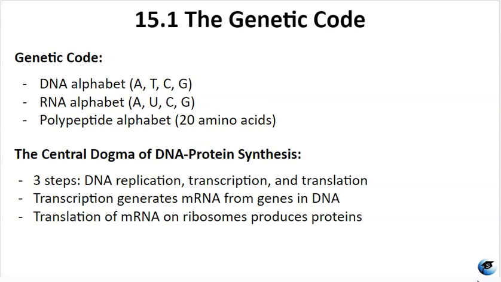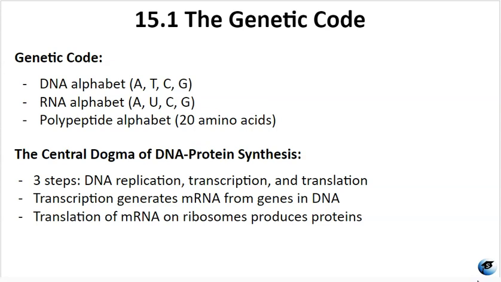specifically, the genetic code refers to the DNA alphabet and the RNA alphabet and the polypeptide alphabet. So that's the sequence of amino acids. The genetic code comes to exist via the central dogma. We talked about the central dogma in the Intro to Genetics lecture. It consists of 3 steps: DNA replication, transcription, and translation. We discussed DNA replication in lesson 4, and today we're going to talk a lot more about transcription and translation.